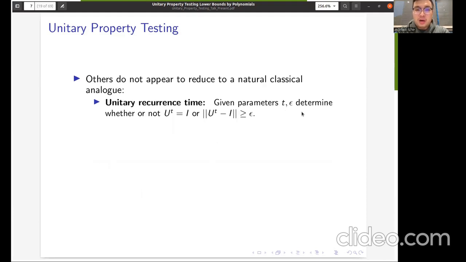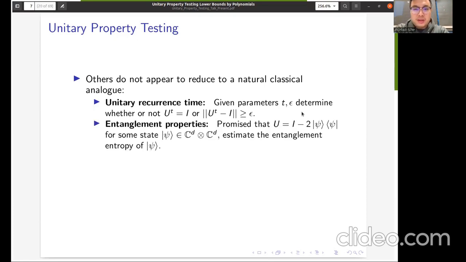However, we also have other problems that do not appear to reduce to a natural classical analog. The first such example of a problem that we study is the unitary recurrence time problem, which is to determine, given a unitary U, whether after T applications it becomes the identity, or if U to the T is epsilon far away from the identity matrix. Such problems arise in the study of quantum dynamics and quantum chaos.